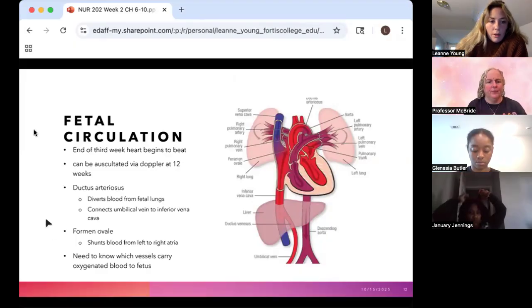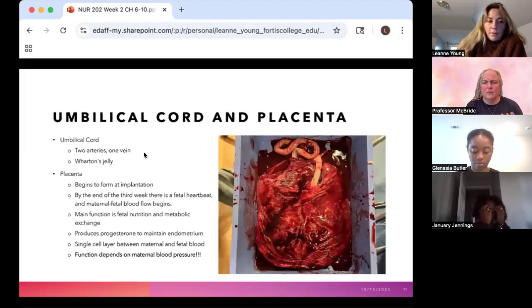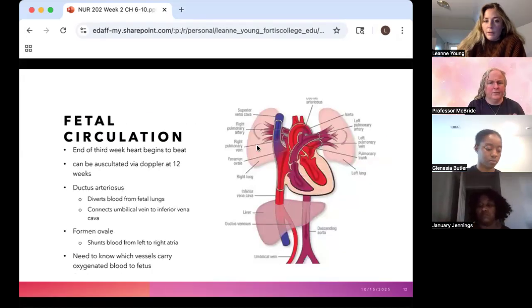So the biggest ones that you want to really focus on is the ductus arteriosus, which is what's diverting blood from fetal lungs, and your foramen ovale, which shunts blood from the left to the right atria. And then knowing which vessels carry oxygenated blood to the fetus and then deoxygenated blood away from the fetus. But definitely know that there are 2 arteries and 1 vein that make up the umbilical cord, okay? That's going to be really important whenever you're studying for your tests.